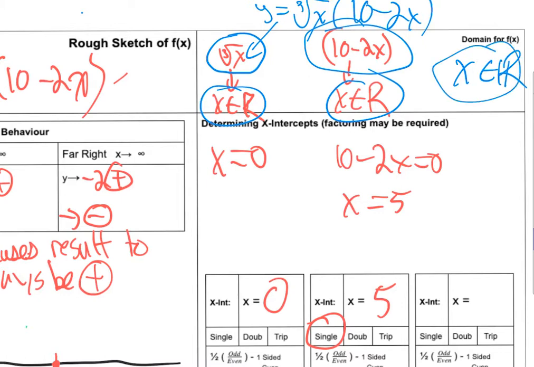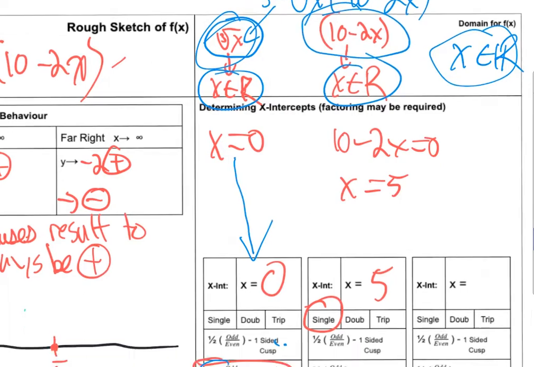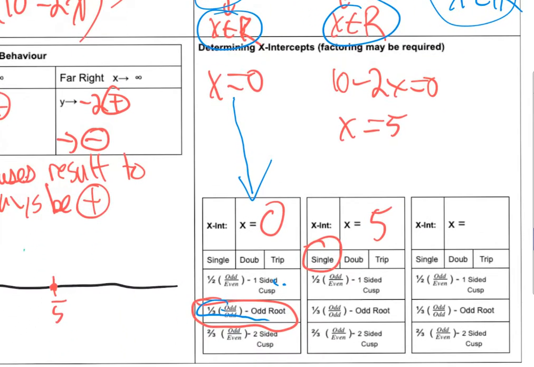Now let's get our x-intercepts. For the first factor, cube root of x, set that equal to 0, I get 0. And that's a cube root, so that's an odd root. Okay, I'll need to lift that up a bit there. So that's an odd root.